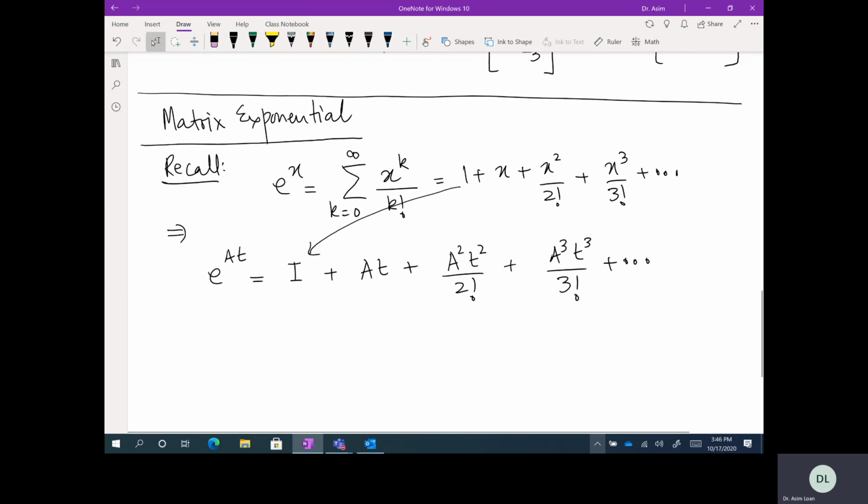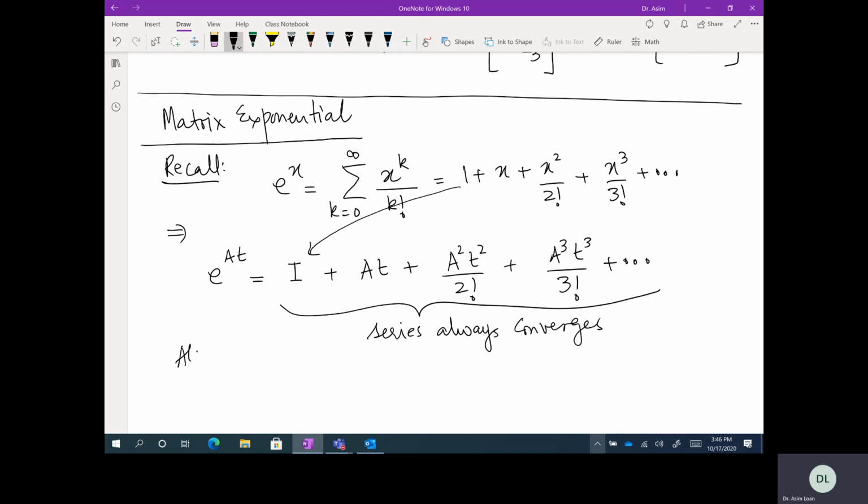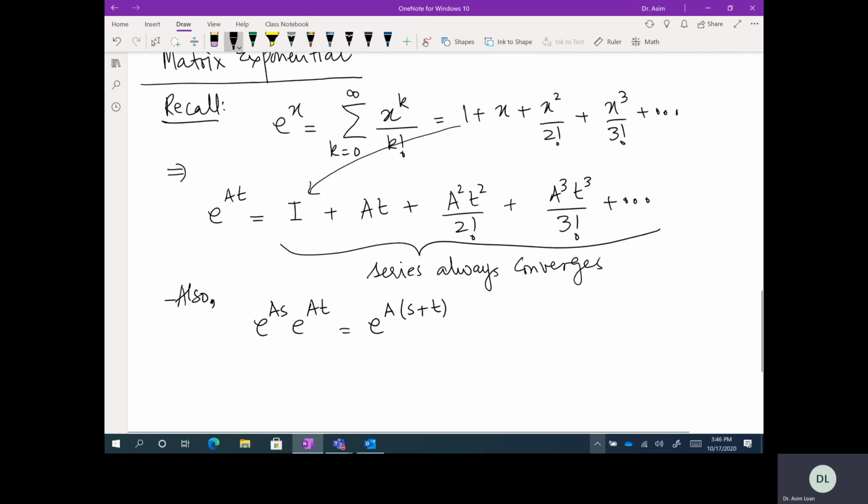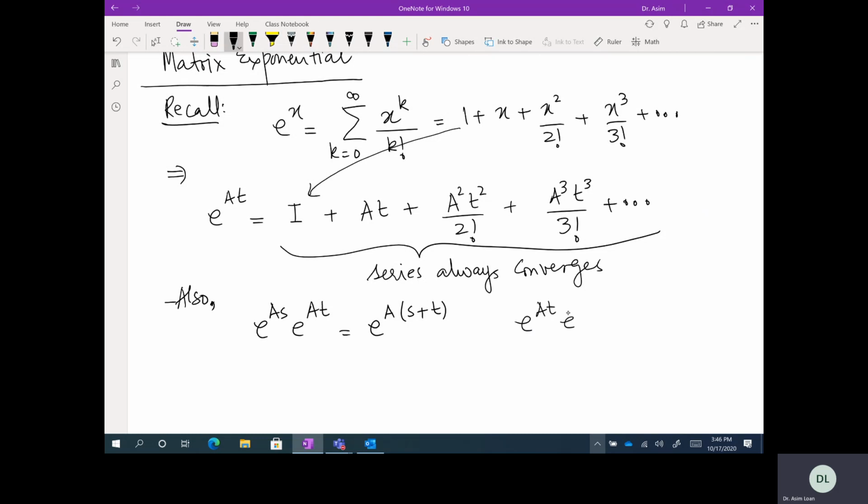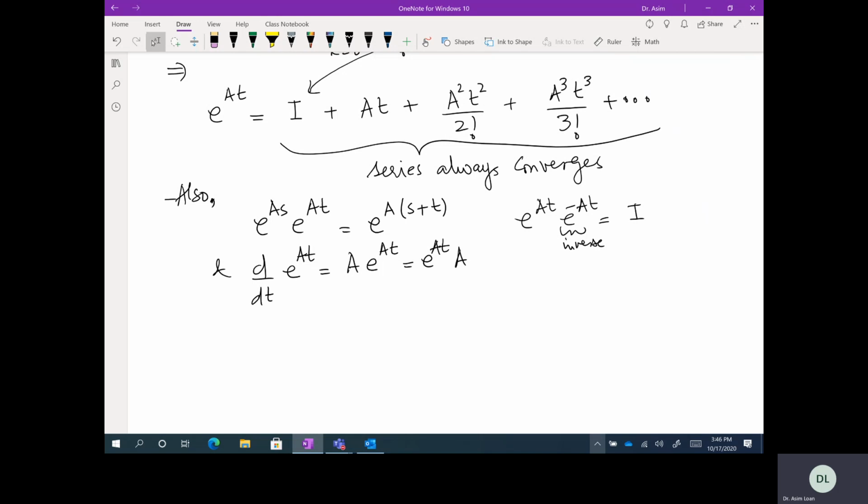This series always converges. Also, e^(As) times e^(At) is equal to e^(A(s+t)). e^(At) times e^(-At) is the identity, so this is the inverse. And d/dt of e^(At) is simply A times e^(At), or it's e^(At) times A. Right? They both commute with each other.